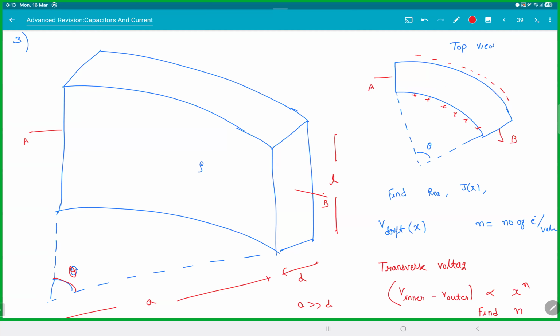Definitely give it a try on this. This question I'll not be discussing. So try, and if you're not getting it, go to the notes and check it out. If you still don't understand, I'll still explain, but it's really a worthy question to try. So transverse voltage, that is one thing you should try.